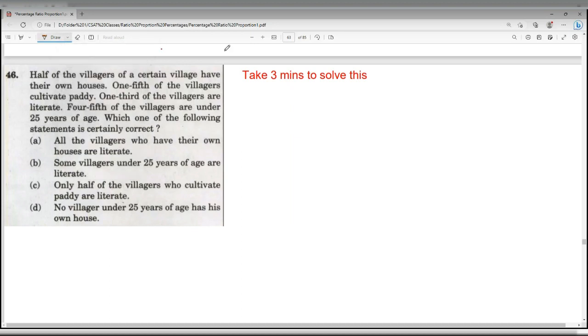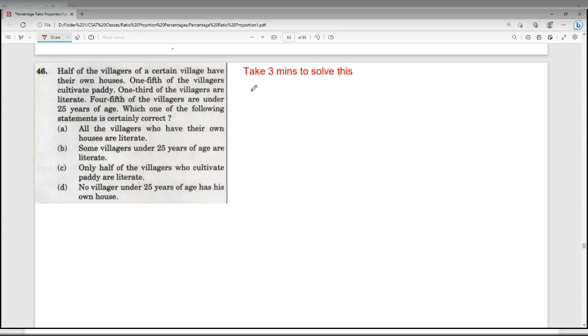So what they're saying is half of the villagers of a certain village have their own houses. 1/5 of the villagers cultivate paddy. 1/4 of the villagers are literate. 4/5 of the villagers are under 25 years of age. Which of the following statements is certainly correct?